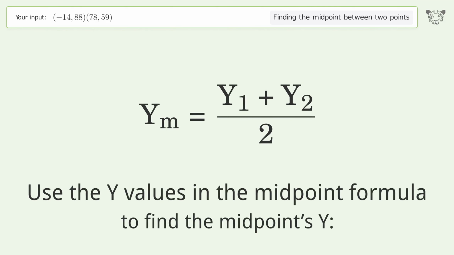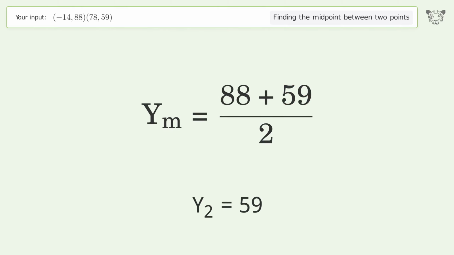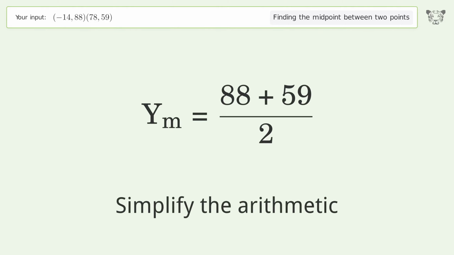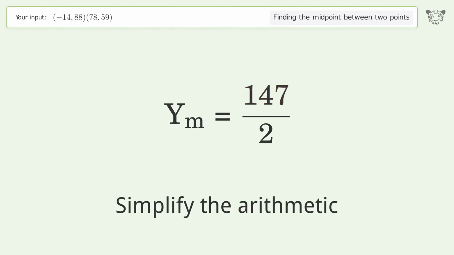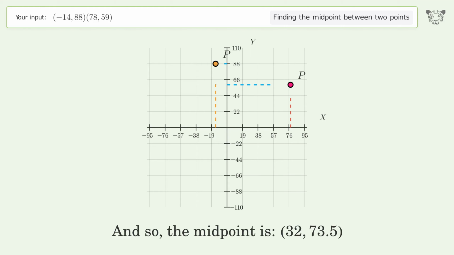Use the y values in the midpoint formula to find the midpoints y. y1 equals 88. y2 equals 59. Simplify the arithmetic. And so, the midpoint is 32, 73.5.